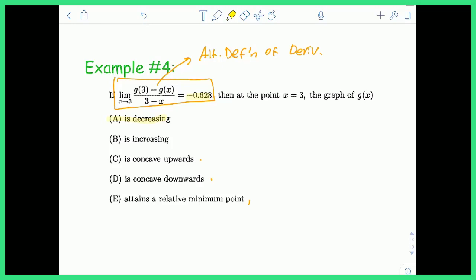So we don't even have to worry about C, D, and E. I hadn't taught you any of that stuff, but it's still a good question. So you can answer that question with the knowledge that we just learned.